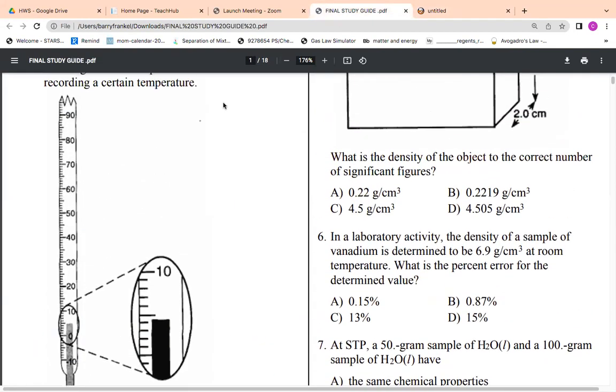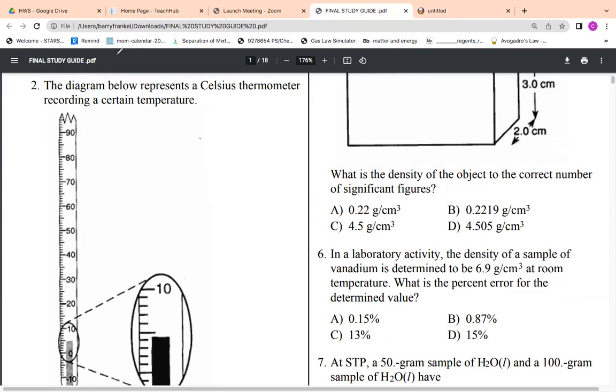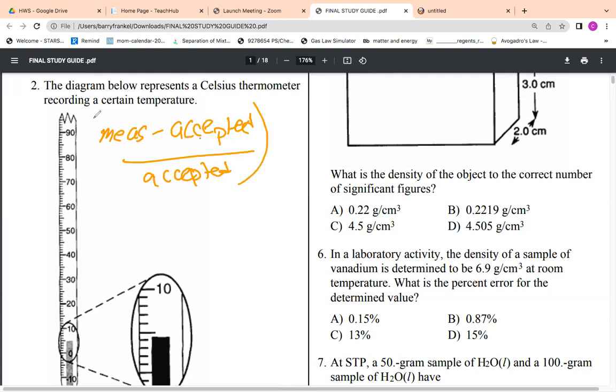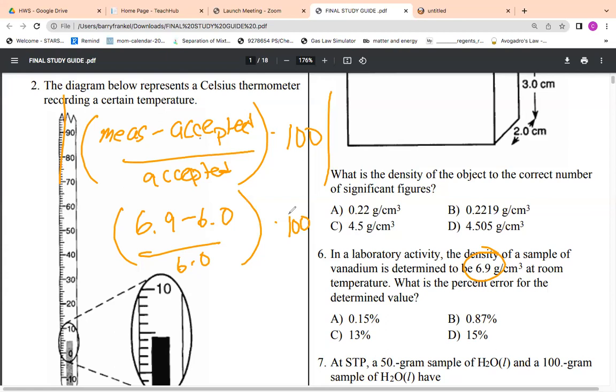All right, and I'm just gonna scroll up a little bit so that I have room to write. So we do our measured minus accepted over accepted. And then because we were trying to get a percent, we multiply the whole thing by 100. We can also take the absolute value of the whole thing, okay? So our measured, this is what was done in the lab, is 6.9, but the actual value is 6.0. So I'm just plugging everything in, and then I'm multiplying by 100. Let me see what I get on my calculator.